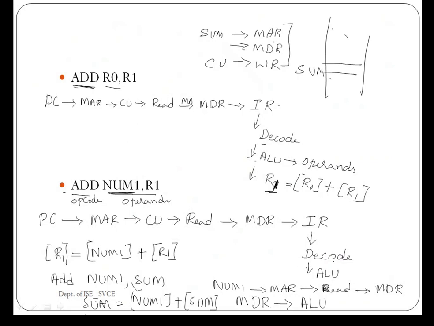So this is how, based on the instruction or the operands specified, the execution is going to take place. The steps are going to vary depending on the type of operands specified.